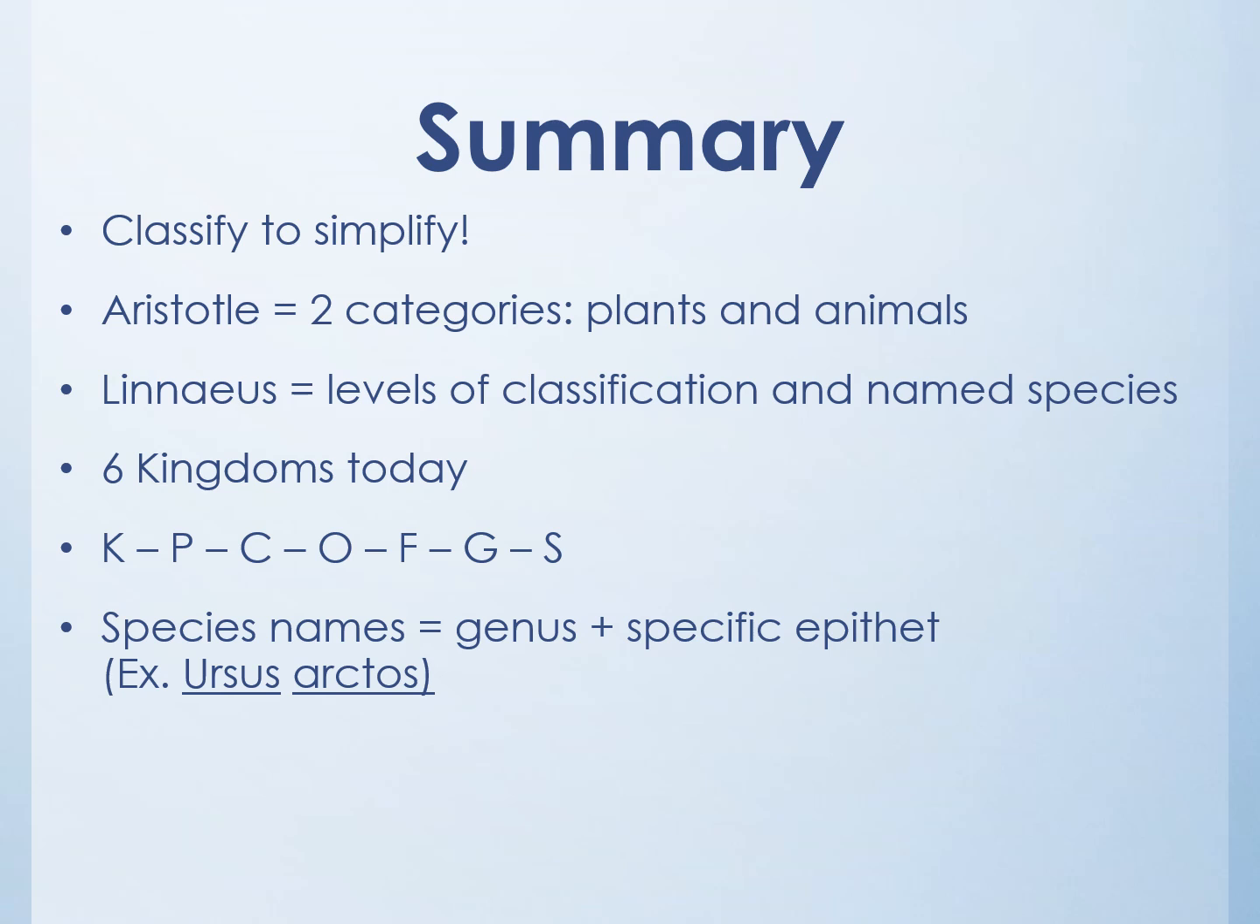Here is the summary of today's lesson. Make sure you understand and memorize a lot of it. You will need to remember the two people we talked about, how organisms are classified. You need to remember those 6 kingdoms, and how the binomial nomenclature of the naming system works.